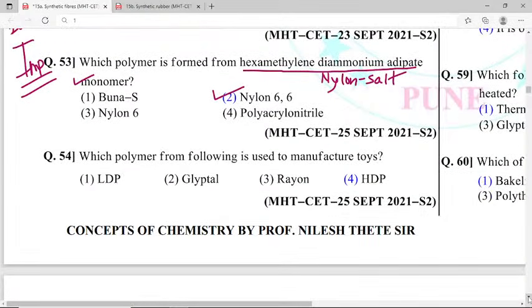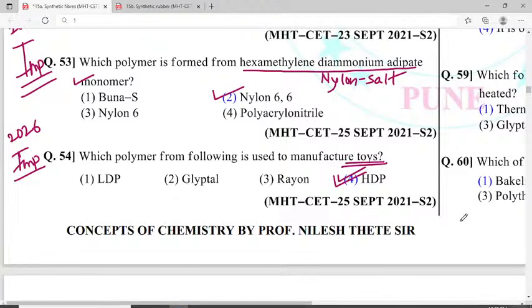Next question, which polymer from the following is used for making toys? Again an IMP question for 2026 also. High density polythene, HDP, is used for making toys. Low density polythene is used for making flexible pipes. Glyptal is for paint. Rayon is for clothes.